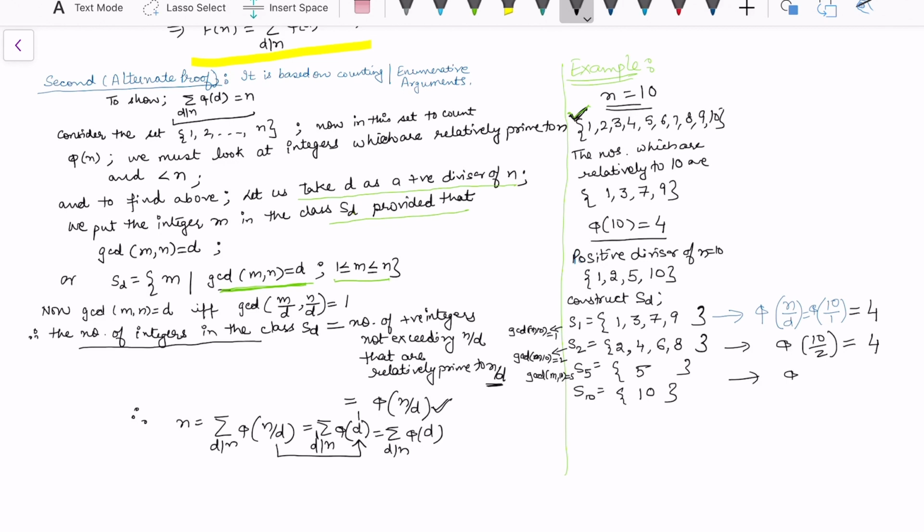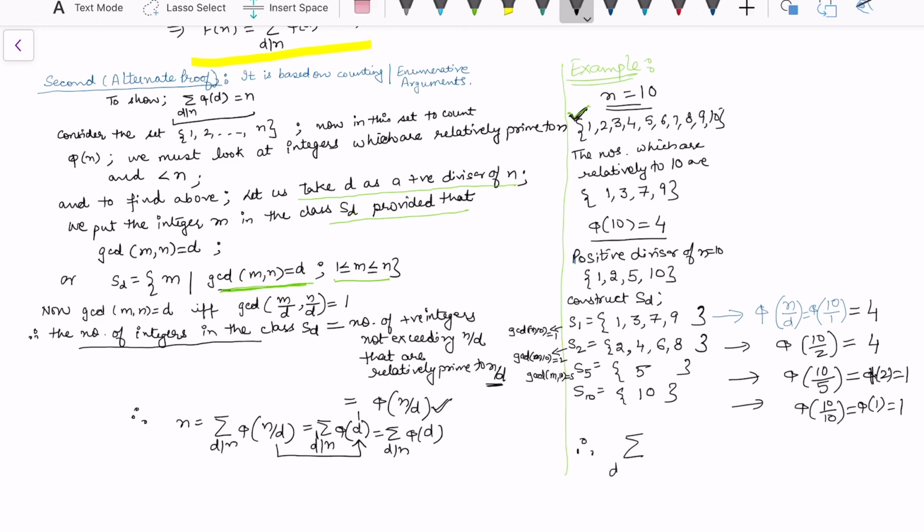In this set, I am considering phi of 10 by 5. That is phi 2. Phi 2 will have only one number whose GCD with 2 is 1. And in the last case, it is phi of 10 by 10. That is phi 1, and the phi 1 is 1. So for the previous case, it is phi 2, which is 1. Now, if I sum these, that's what the total number should give me.